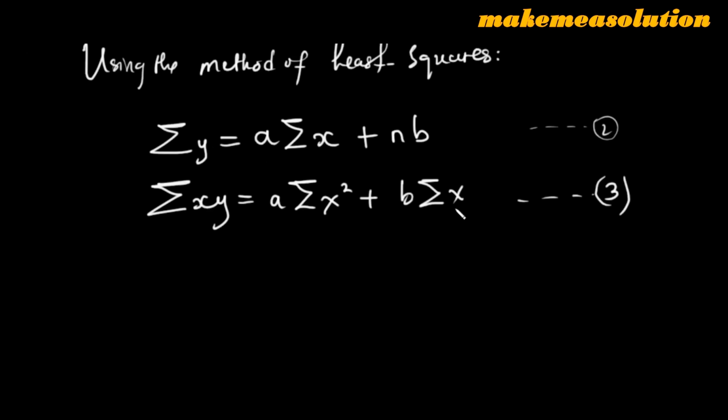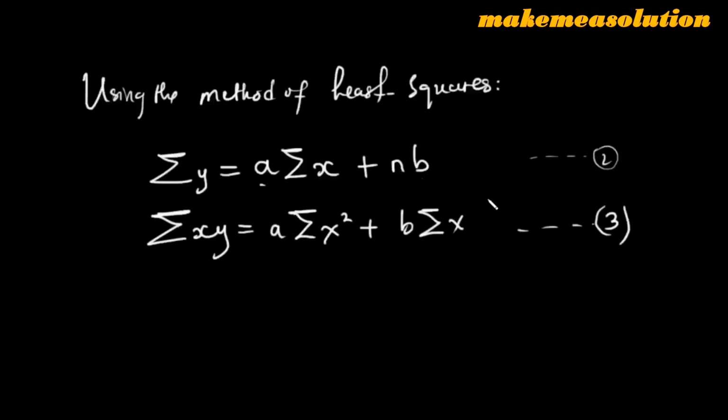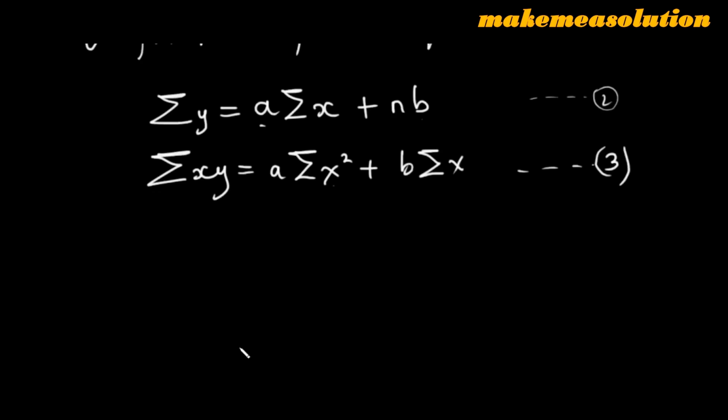We want to solve these simultaneous equations, finding the values of a and b. Summation y will be known, you can get it by adding everything about y here. Summation x will be known, you can get it by adding everything about x. For summation x squared, you need to create an additional column and label it x squared. The same thing for summation xy: you create an additional column and label it xy so that you can multiply x and y and add the values. So in that case, we have to create columns.